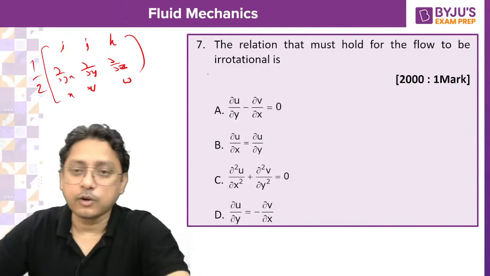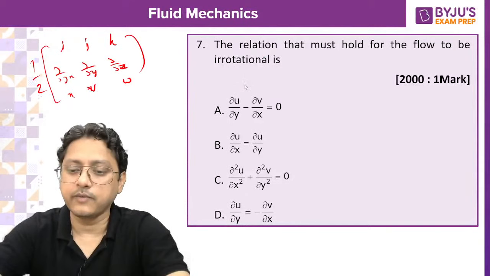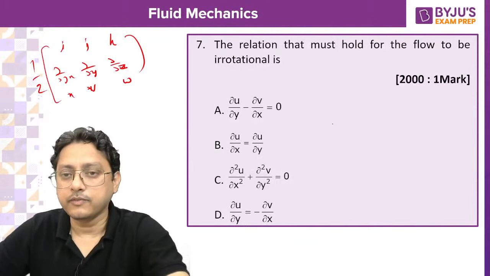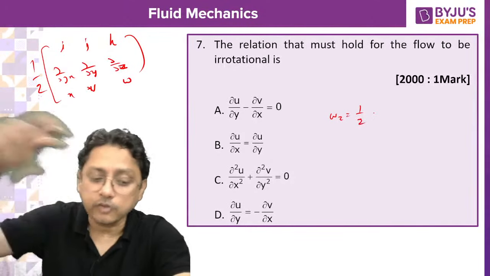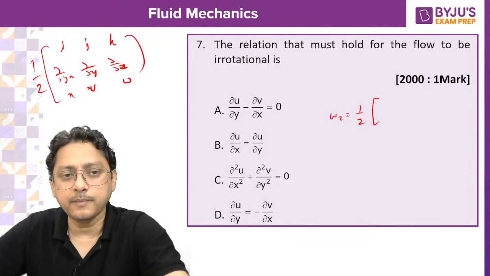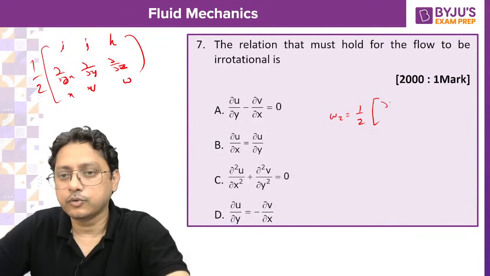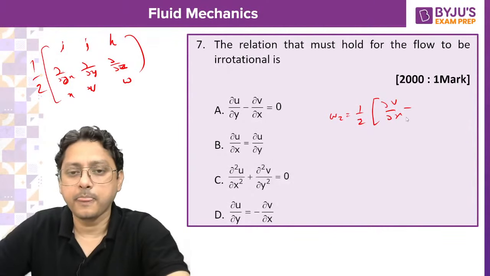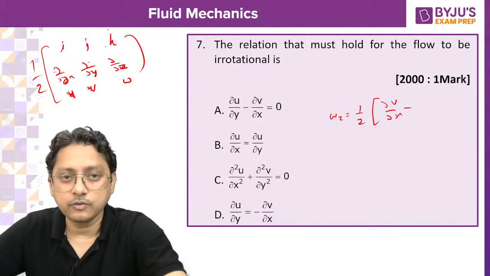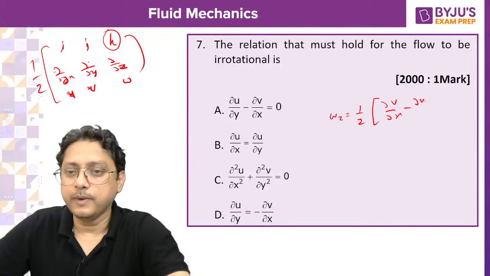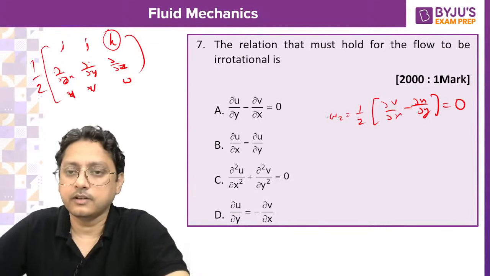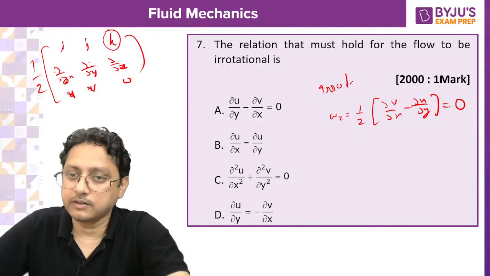Now the rotational part: the flow will become irrotational once the angular velocity about the z direction is 0, that's all. So half of, if you see here, del by del x into v, so del v by del x minus del by del y into u, you already know how to multiply this to get the z component. It is del u by del y. Once this equals 0, your flow is irrotational. This is the condition for the flow to be irrotational.